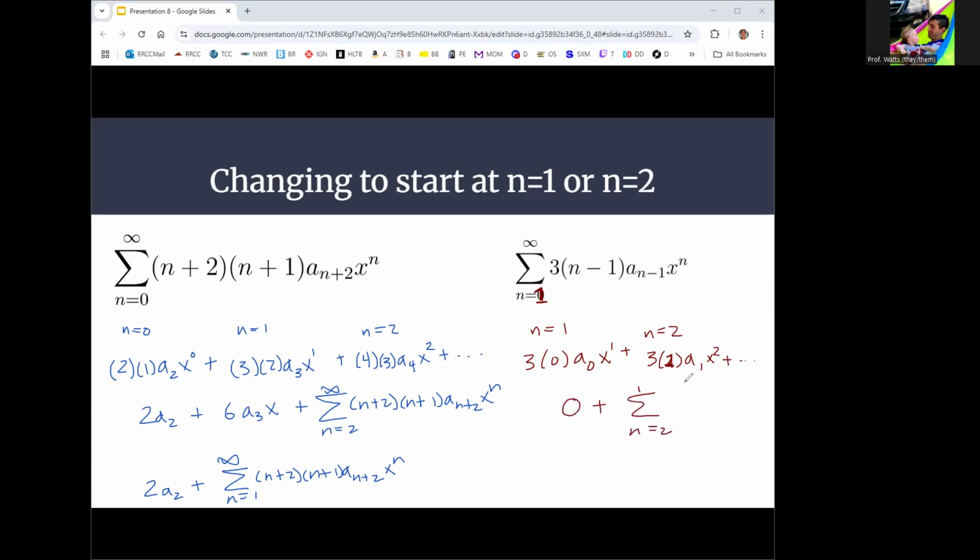So again, sometimes you can change the starting index and it doesn't change anything. We saw it going from 2 to 1 or 1 to 0, or 2 to 0. But it can also go the other way. We don't usually need to make them start later than 2, but you could, if you want to just pull out that n equals 2 term, 3a1x squared, then you can make it start at 3. I think playing around with these things gives you a better feel for how they work.